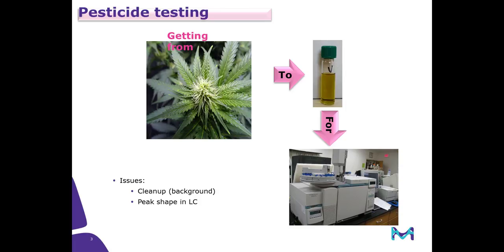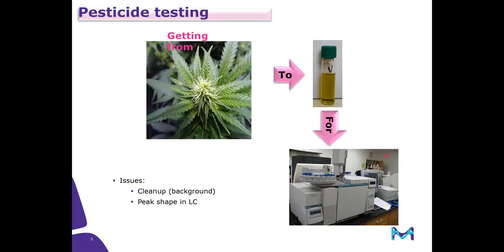Also, some of the issues when doing this type of test, the extracts can be very, very messy. As you can see from the picture in the upper right-hand corner, they can be green, they can have other things in them that interfere with detecting the pesticides of interest. So that's an issue, is being able to clean that extract so it can be injected in the instrument.